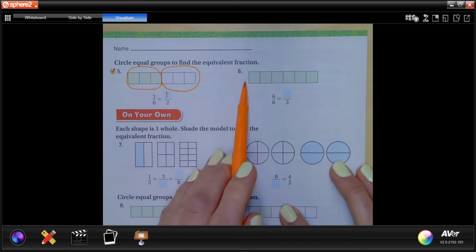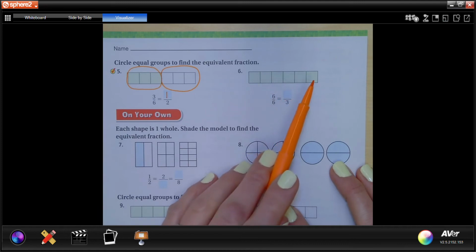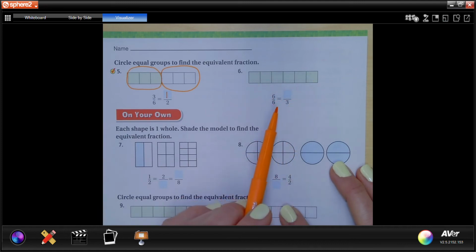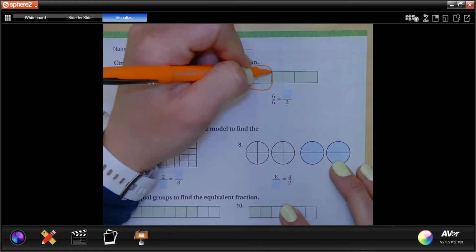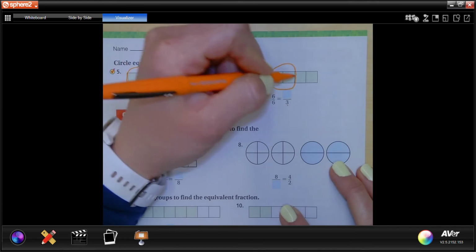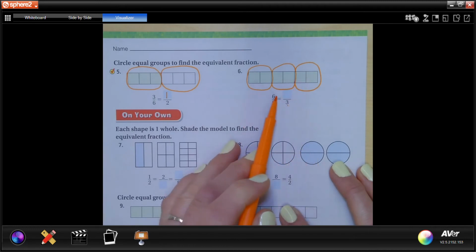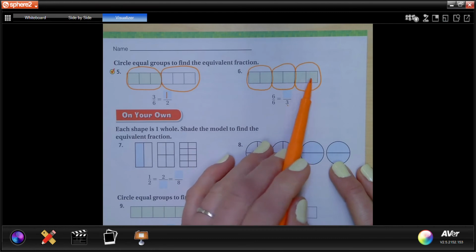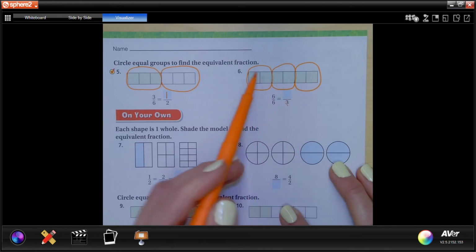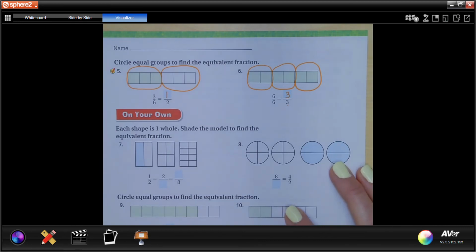Number 6. 6/6 are shaded. 1, 2, 3, 4, 5, 6, and all of them are shaded, so 6 out of 6. So, if they want three groups, 1, 2, 3, is that three equal groups? Yes, it is. So how many are shaded out of these three groups? One group is shaded, two groups are shaded, three groups are shaded. So 6/6 is equivalent to 3/3.